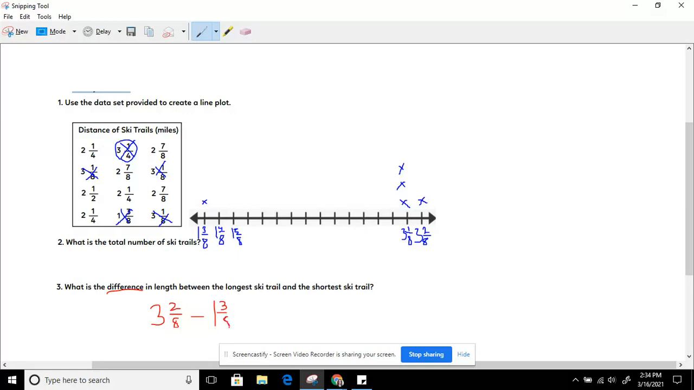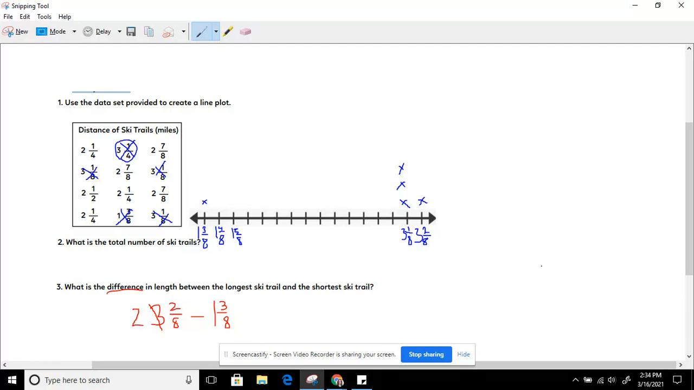Okay, now this is subtracting mixed numbers. If you don't remember how to do this, you need to make sure you go back to those lessons in Buzz. You're going to start with the fractions. 2/8 minus 3/8, you can't do that. So remember, you're going to need to borrow from this 3.